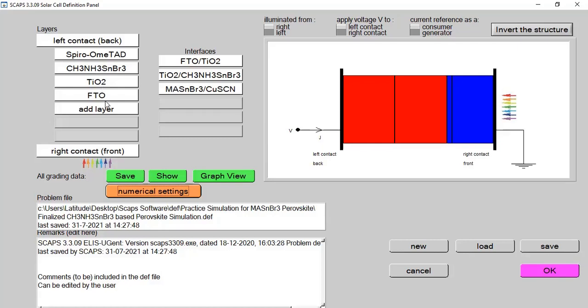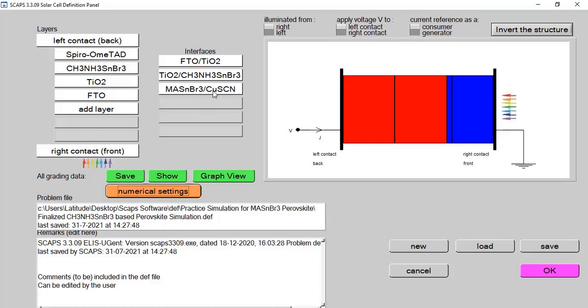And the last one is FTO glass, a substrate layer. You can add it, and you can also run your simulation without it. Similarly, one can add a back metal contact and a front metal contact. I have already uploaded a very detailed video lecture about the effect of the back metal contact and front metal contact on my YouTube channel. You can watch that lecture as well to get a better understanding.